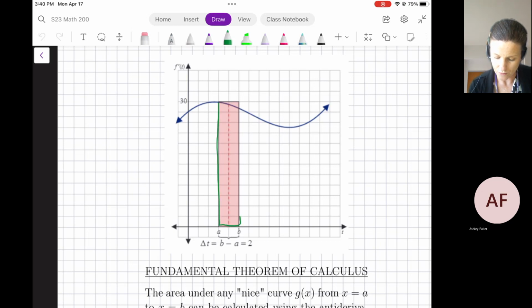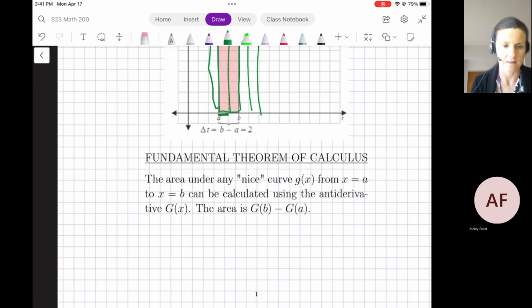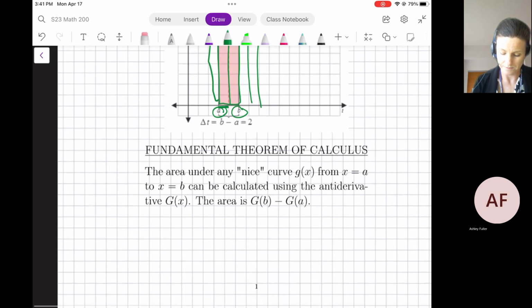So if I were to draw two rectangles approximating the area of this curve, I could take the area of each rectangle, which would be this distance times this distance, and then I would add the two together. If I wanted to find the area under the whole curve, I could continue to draw multiple rectangles and approximate the area under the curve. The fundamental theorem of calculus tells us that the area under any nice curve from some x value a to some x value b is calculated using the antiderivative or the integral.